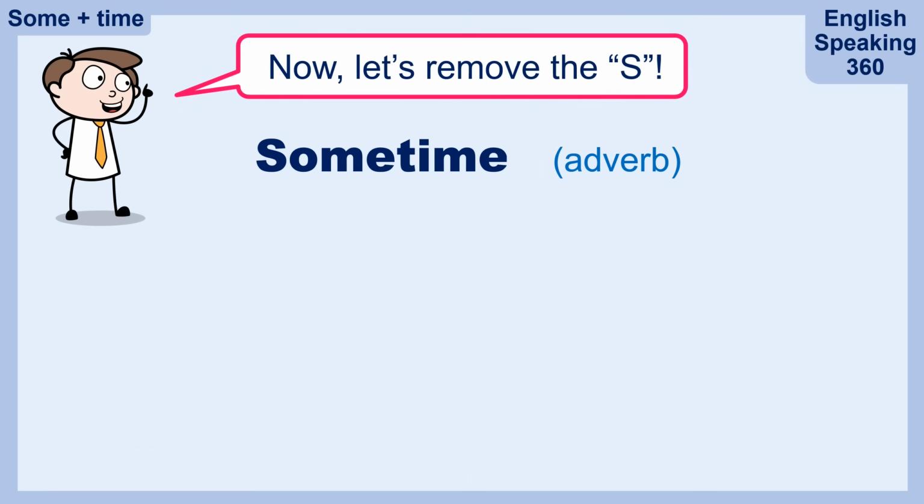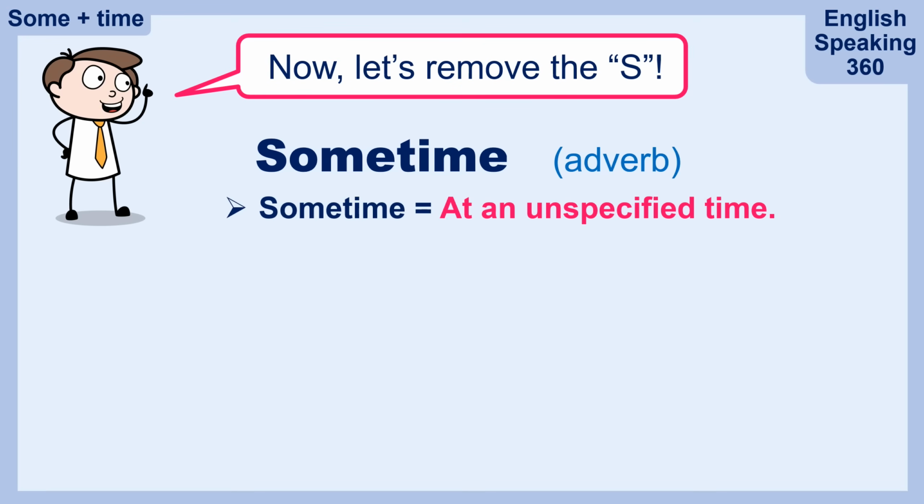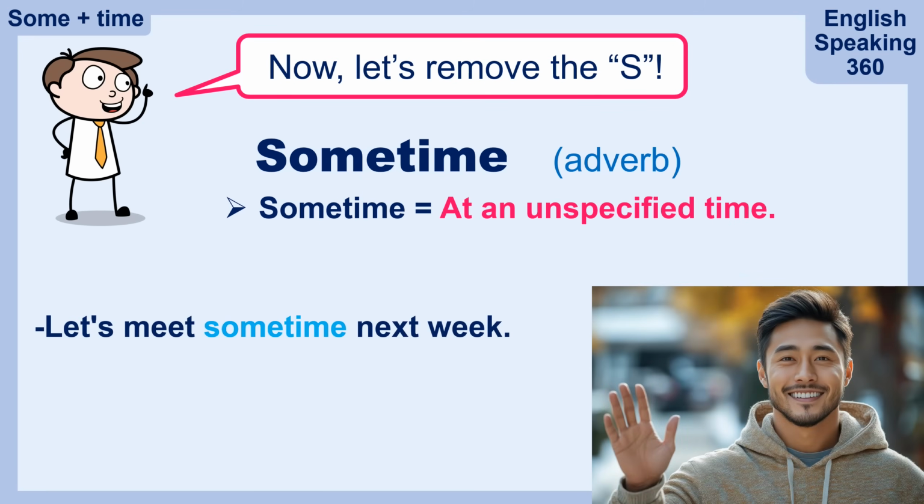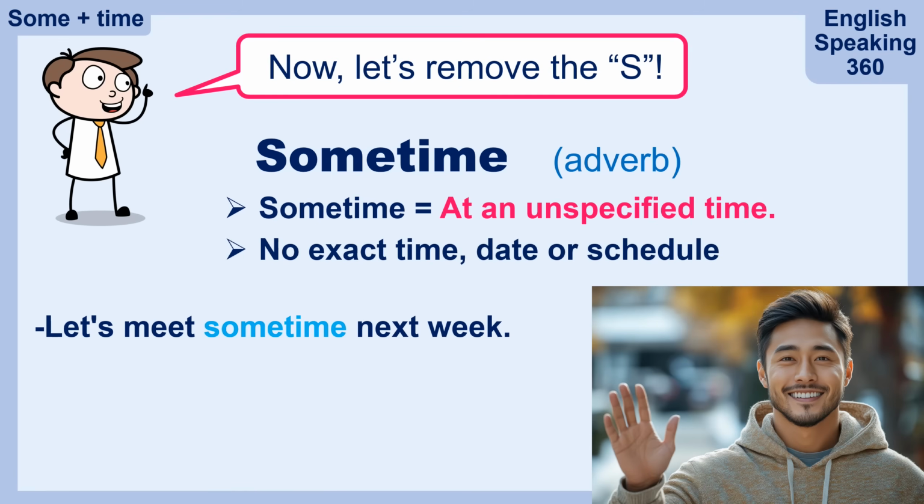Sometime. Sometime is also an adverb, but it has a very different meaning. It means at an unspecified time, at an unknown time in the future. For example, let's meet sometime next week. Let's meet at an unspecified time next week. We don't know when it's going to happen. So there is no exact time, there is no exact date, there is no exact schedule. It's just sometime next week.